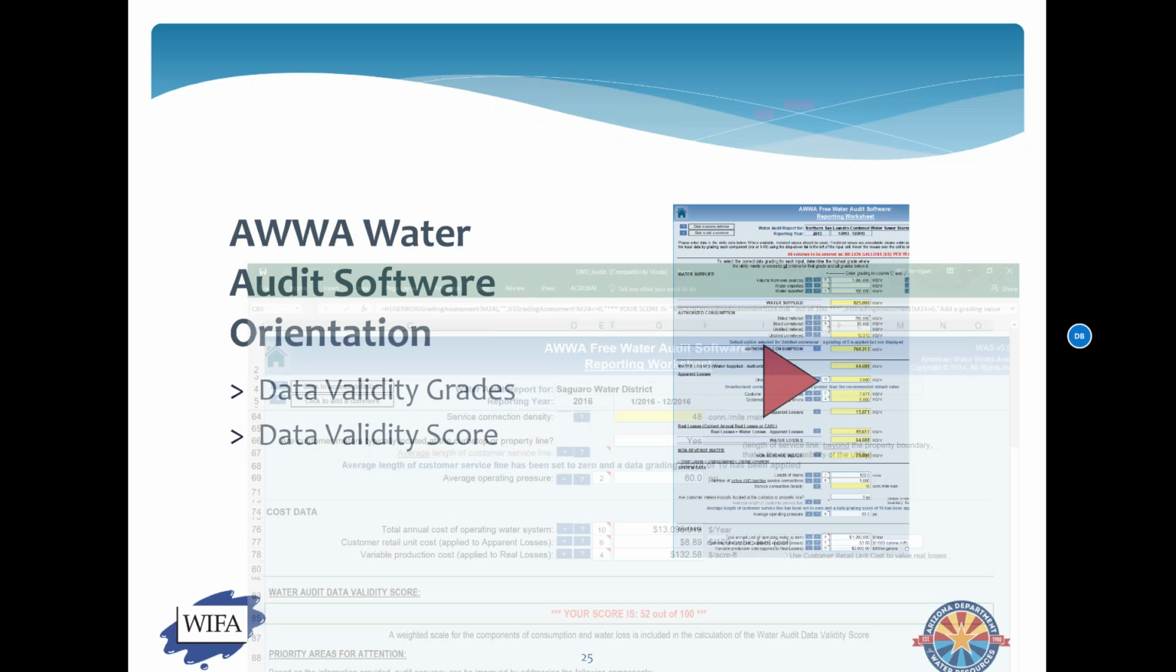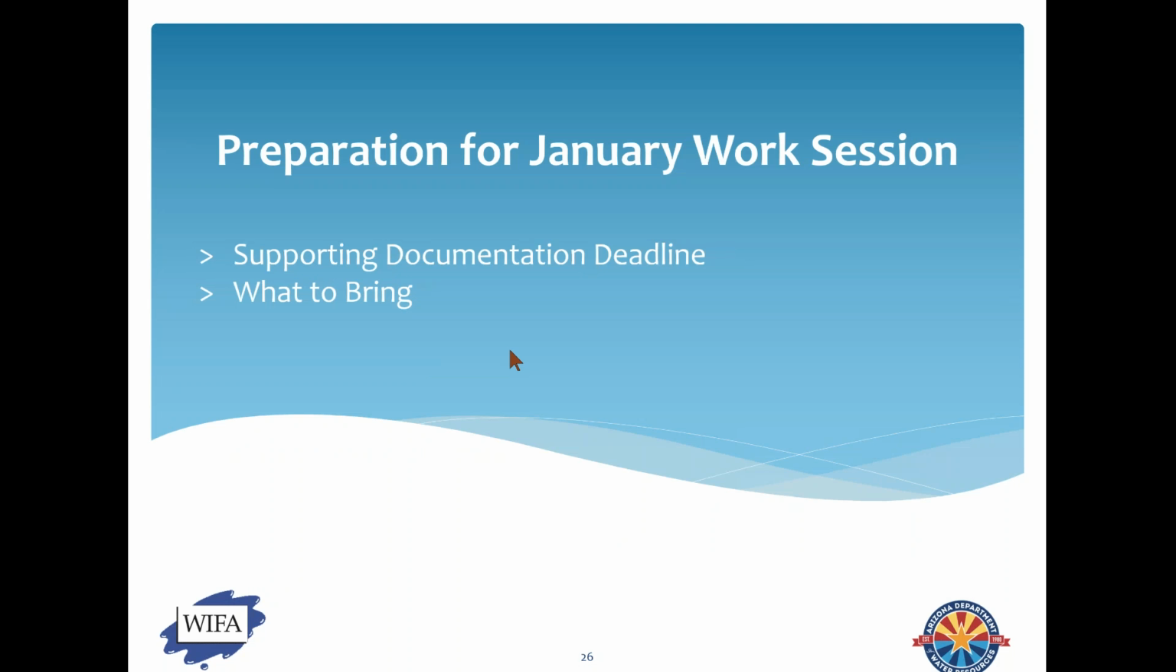With that, I'm going to go back to our slides, and we'll get to the last segment before we get into our Q&A, and that is essentially what happens between now and January, including the deadline in November to get together and upload the documents and information for your water audit. So let's take a quick look at that.